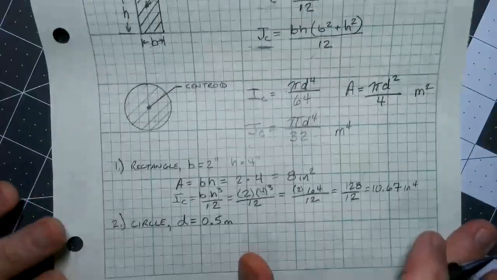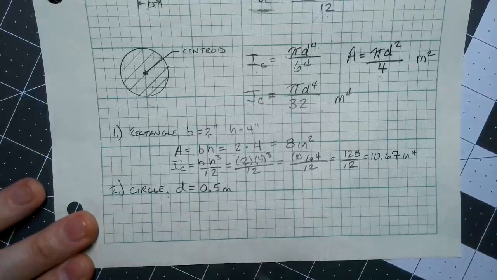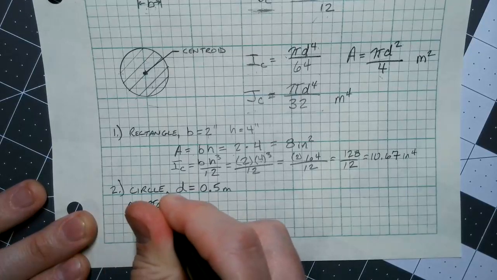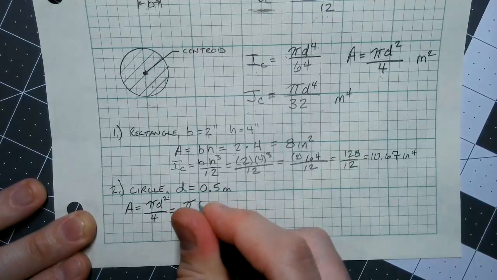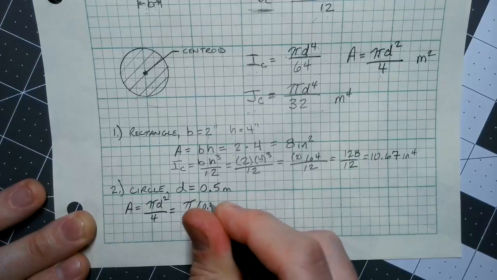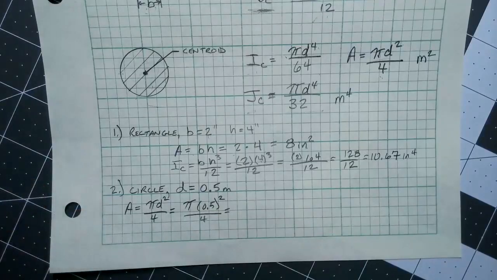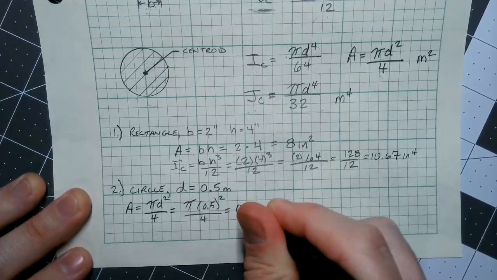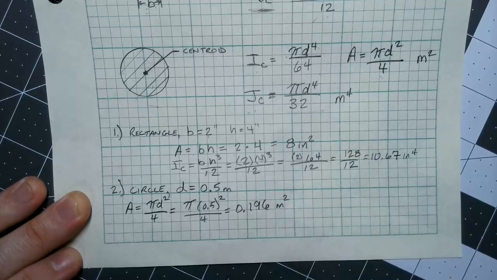So we'll start with the area. Move the page up a little bit so you can see what I'm writing. So the area of a circle is pi d squared over 4. So that would be pi times 0.5 meters squared over 4. Can't do that one in my head, so we'll do it in the calculator. That comes up with 0.196. We said meters, so we're at meters squared.